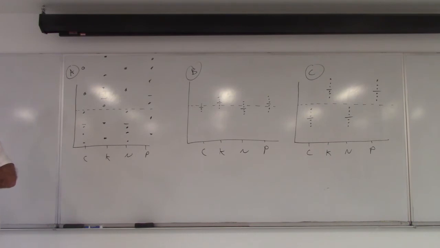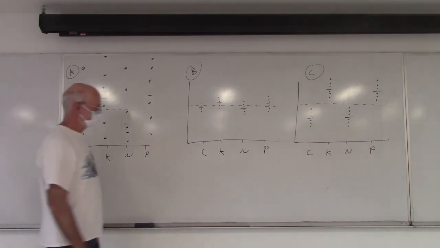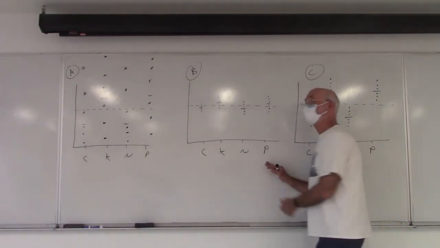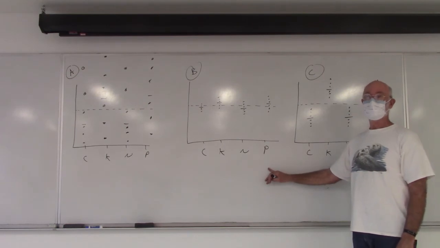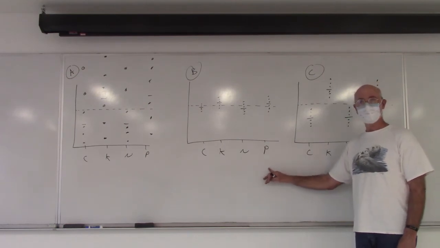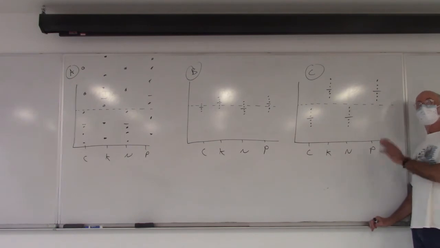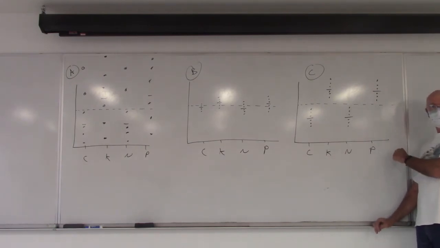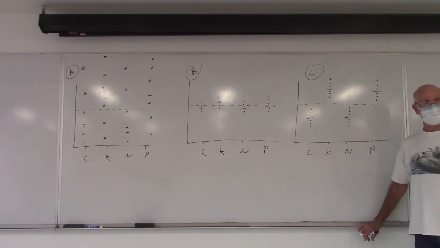Which one do you like? C. You like C. What's wrong with A? The data is just, what a noise in the system, right? It's just spread out all over the darn place. It means nothing. It's garbage. What's wrong with B? Nice and tight here. Yeah, but the means are too close together. Okay. So you recognize that this is the one where you find that it's different. See, you guys understand this.